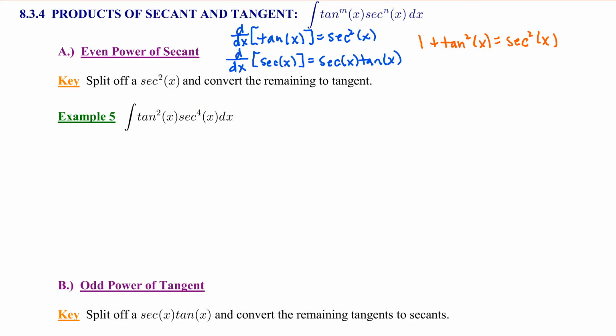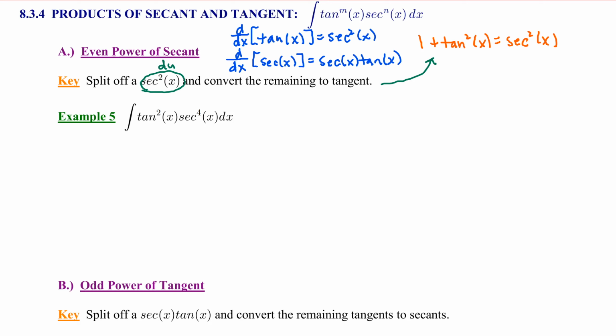So when we integrate products of powers of tangent and secant, we're going to look for certain categories. The first one we're going to look for is an even power of secant. If the integrand contains an even power of secant, then the key to finding the antiderivative is to split off a secant squared of x. I'm going to save this for the du term, and then I'm going to convert the remaining secants to tangent using that Pythagorean identity. And keep in mind, this is one option for working such a problem.